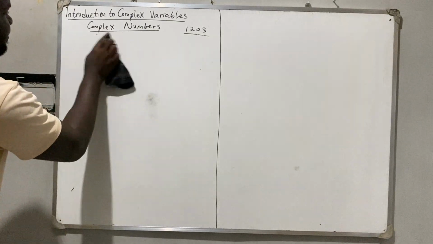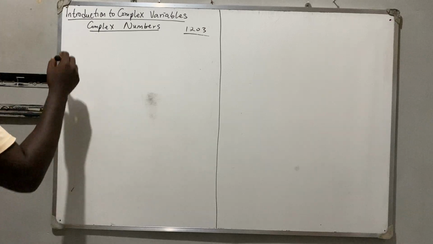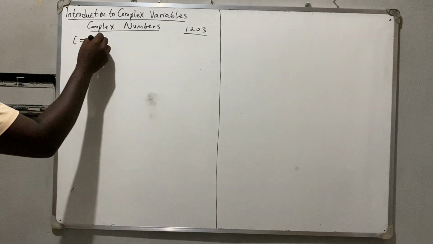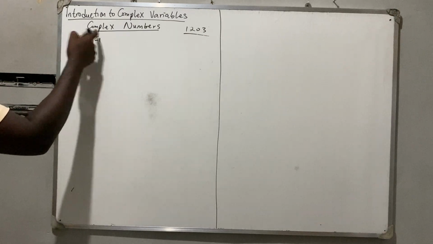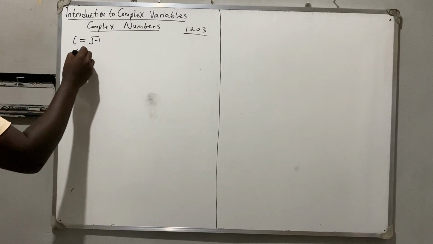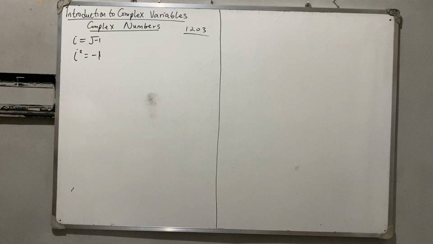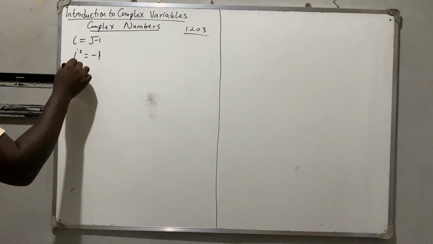So now, since we know that i is equal to the square root of minus 1, if I square both sides, it means that i squared is equal to minus 1 itself. So take note of that: i squared is equal to minus 1. Now what about i cubed, i raised to power 3?